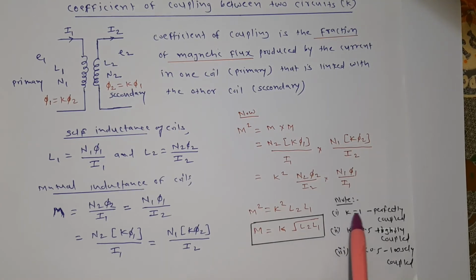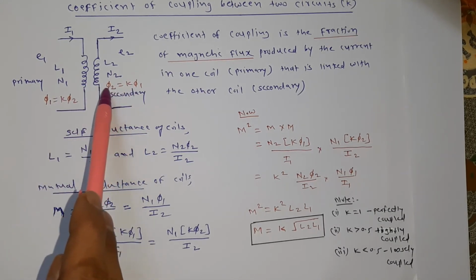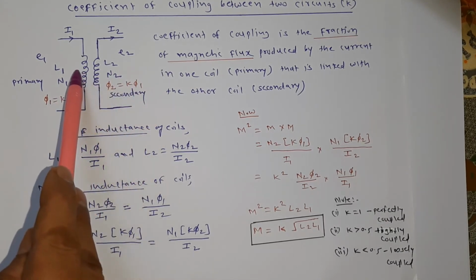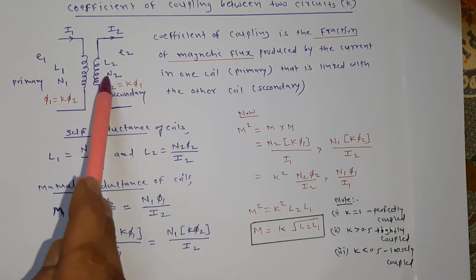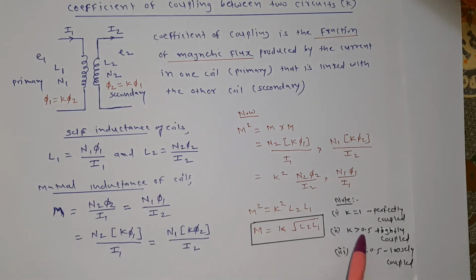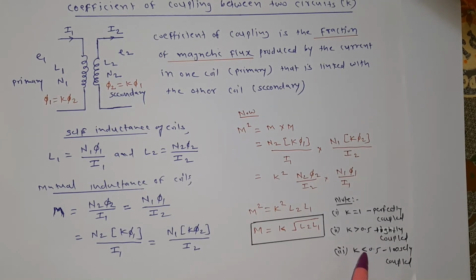Note, if K is equal to 1, then we can say the two coils are perfectly coupled. That means if I take K equal to 1, flux 2 is equal to flux 1. मतलब जितना चेंज यहाँ पे फ्लक्स हो रहा है पूरा फ्लक्स यहाँ पे भी सेम चेंज हो रहा है. That means both the coils are perfectly coupled. If K is greater than 0.5, then we can say they are tightly coupled, and K less than 0.5, we can say they are loosely coupled. Fine.